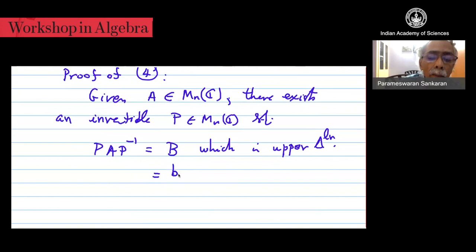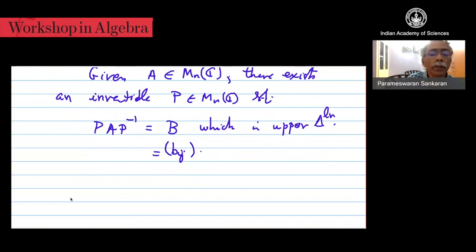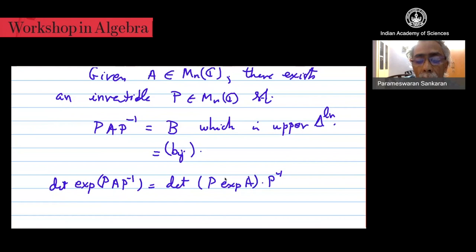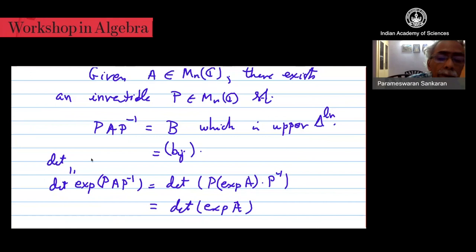Let me just write this as B_ij. So we know that exponentiation, the exponential of P A P inverse, and then computing the determinant, is the same thing as the determinant of P exponential A P inverse, which you simplify by property A. But the determinant is invariant under conjugation or similarity. So this is the determinant of the exponential of A. If I can compute this, this is the same thing as the determinant of the exponential of B, and so it remains only to compute the determinant of the exponential of B.